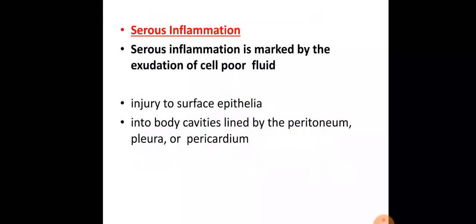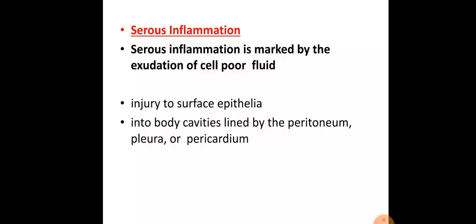Serous inflammation is one of these morphological types. Serous inflammation is marked by the exudation of cell-poor fluid. It means there is more fluid than cells. It occurs due to injury of the surface epithelium or due to the accumulation of fluid in the cavities lined by the peritoneum, pleura, and pericardium. So it is either due to injury of the surface epithelium or due to the accumulation of fluid in the pericardial, pleural, and peritoneal cavities.